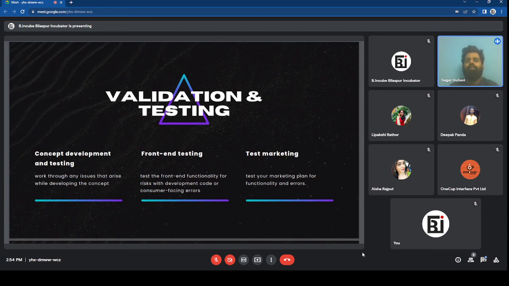You may have successfully designed your product, but you will still need to work through any issues that arise while developing the concept, right? Once you have successfully developed the prototype for designing, you have to check: is my car running smoothly, right? Either, say, a wheel is not working. So these are certain cases that would be there, right?